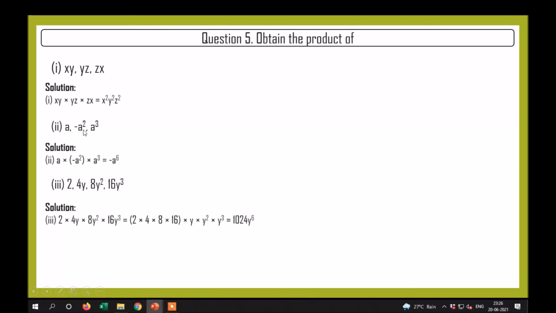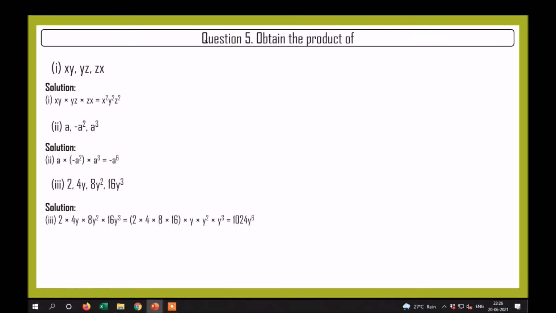a, minus a square, a cube. So a into minus a square into a cube. That is minus a raised to 6. How many a's are there? So 1, 2, 3 and 3, that is 6. So minus a raised to 6 is our answer.